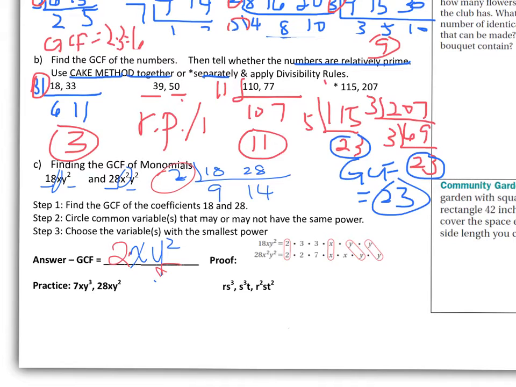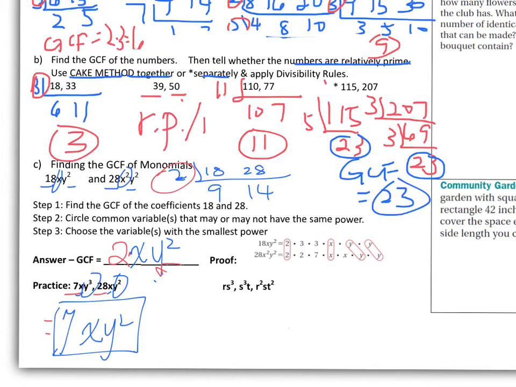Okay, so practice. The GCF between 7 and 28 is obviously 7. And you have x and x, take that one time. You have y cubed and y squared, you take the smaller power.